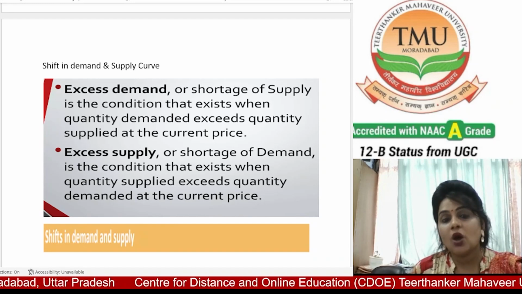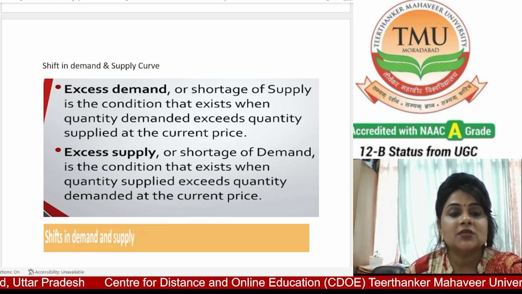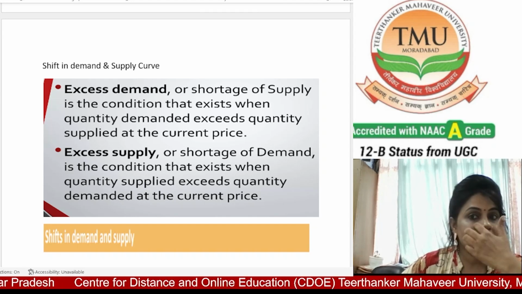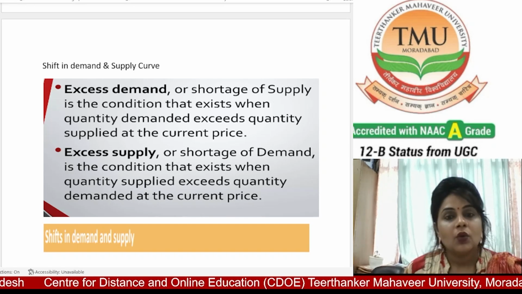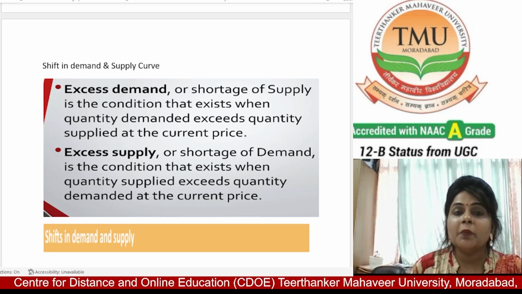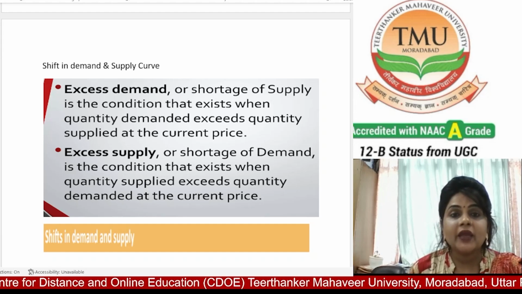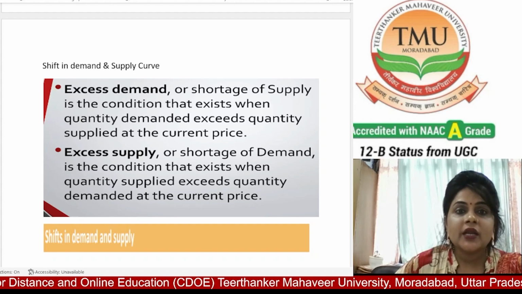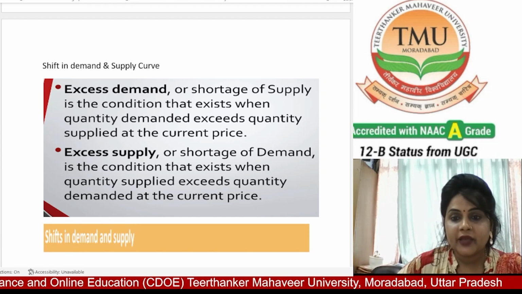This market equilibrium is not fixed. It is likely to change over time due to changes in patterns of demand and supply. So many times excess demand and excess supply also take place. Excess demand is the condition of shortage of supply. It exists when quantity demanded exceeds quantity supplied at the current price. Excess supply, or shortage of demand, is a condition of surplus. It exists when the quantity supplied exceeds quantity demanded at the current price.